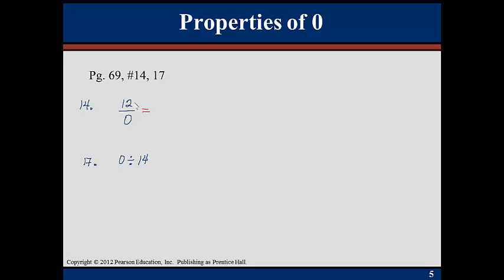So for number 14, 12 divided by 0. Since 0 is on the bottom and we cannot divide by 0, this answer is undefined. And then for number 17, we have 0 divided by 14. Here we can have 0 divided by 14, so the answer is 0. So remember, be careful. If 0 comes first or is on top of your fraction, then the answer is 0. If it's on the bottom or it comes second, then it is undefined.